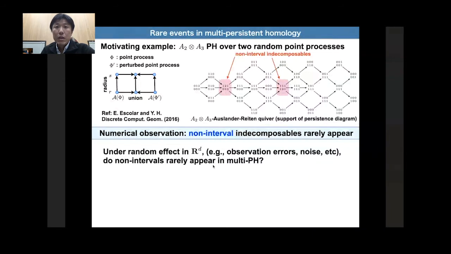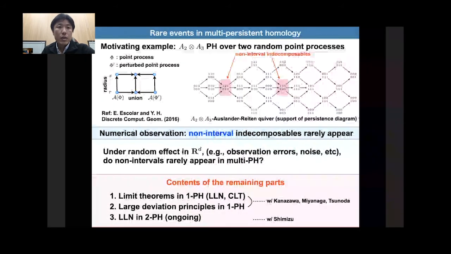So these numerical experiments may imply the following question. Under random effect in the Euclidean space, do non-intervals rarely appear in multi-parameter persistent homology? This is the main motivation of my recent mathematical works. To this question, my approach is to combine probability theory, especially random topology, and the representation theory I explained so far. And today, I will talk about several aspects relating to this question.